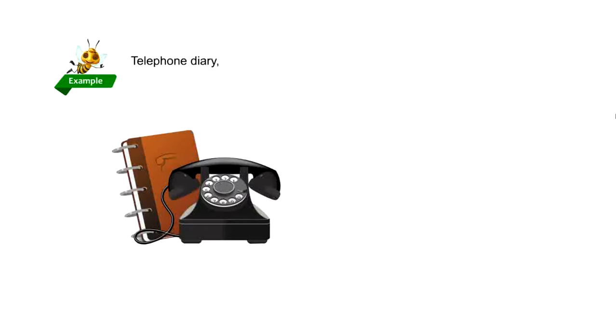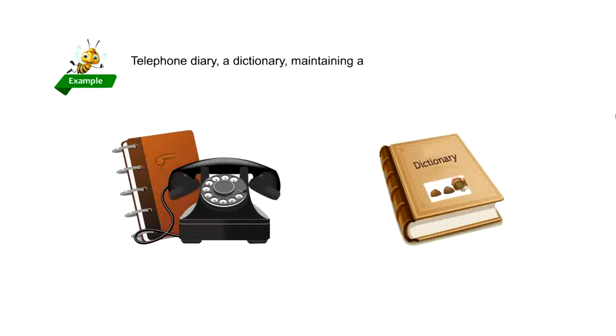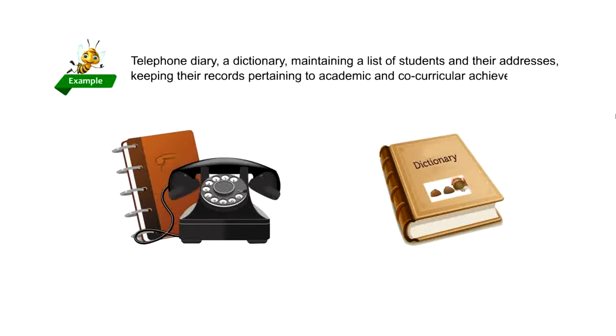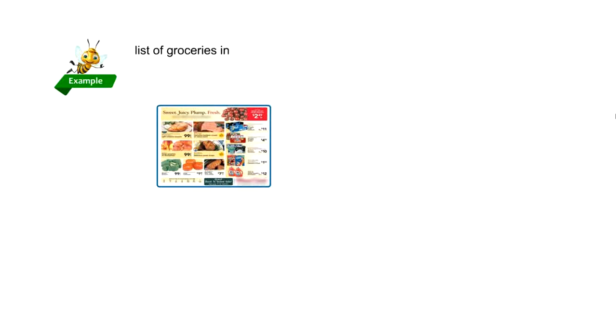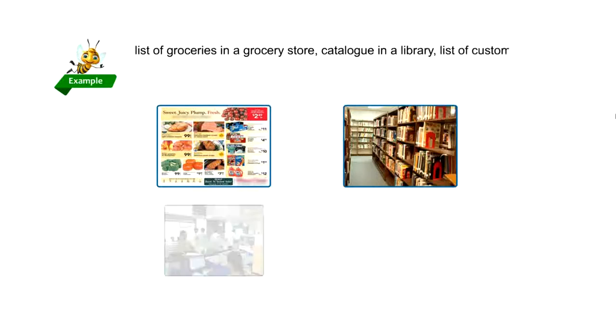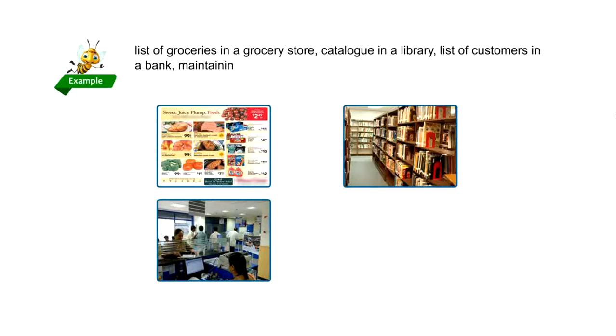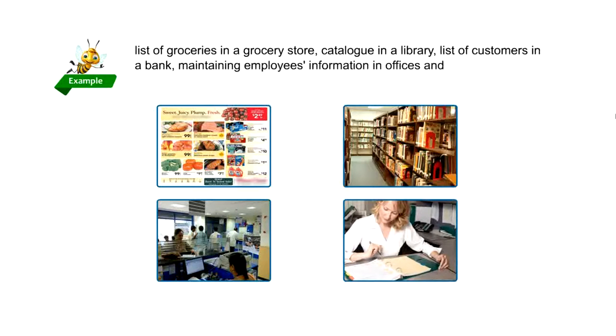Telephone diary, a dictionary, maintaining a list of students and their addresses, keeping their records pertaining to academic and co-curricular achievements, list of groceries in a grocery store, catalog in a library, list of customers in a bank, maintaining employees' information in offices and organizations, etc. are the examples of different types of database.